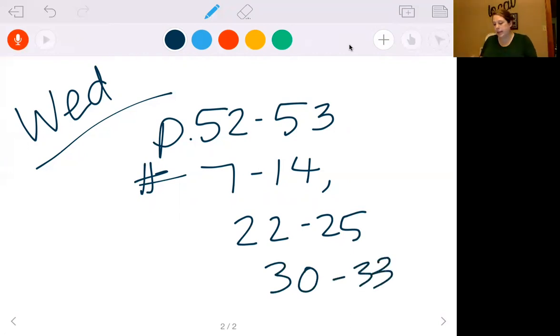So let's look at it together and look at what we need to study. So if you look at 7 through 14, that's just multiplying. That's where you're going to multiply just like we just did.